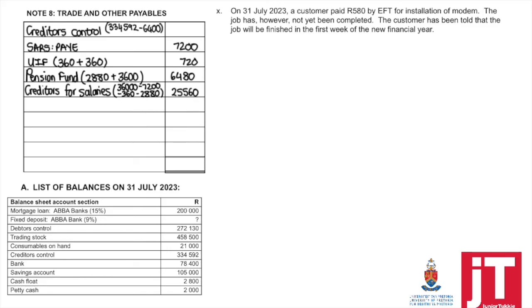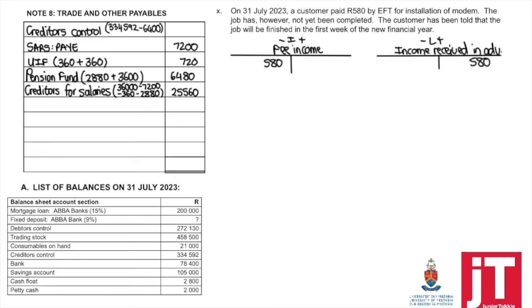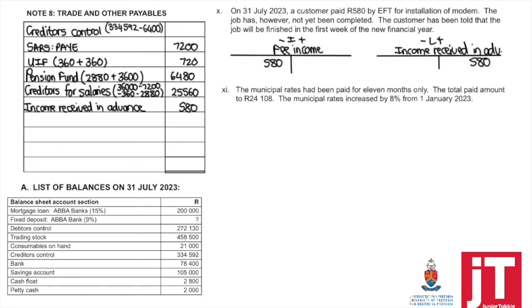Right, on 31 July 2023, a customer paid $580 by EFT for installation of a modem. The job has, however, not been completed. The customer has been told that the job will be finished in the first week of the new financial year, which means that we've now received an income in advance. It doesn't form part of my income for this accounting period because the job will only actually be done in the next financial year. Fee income would be debited. Income received in advance will be credited. That goes to trade and other payables.